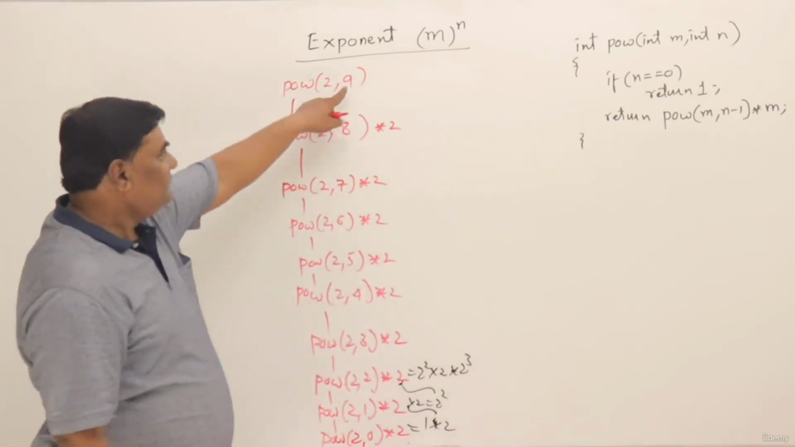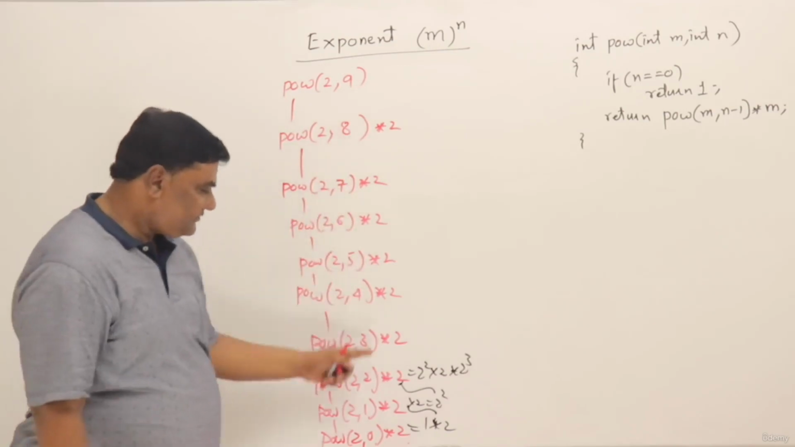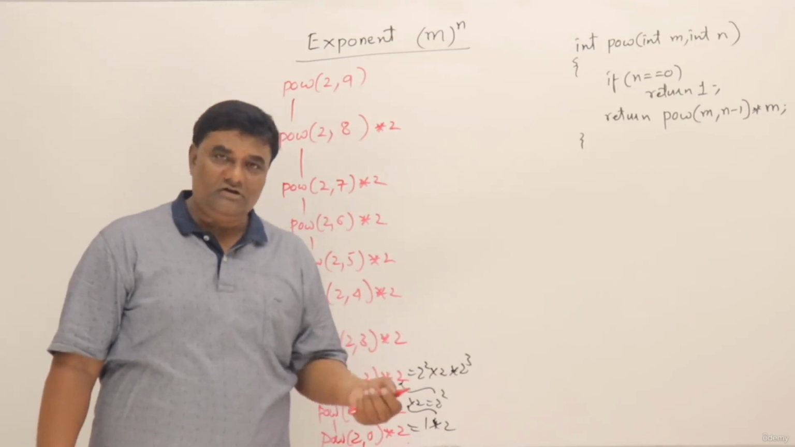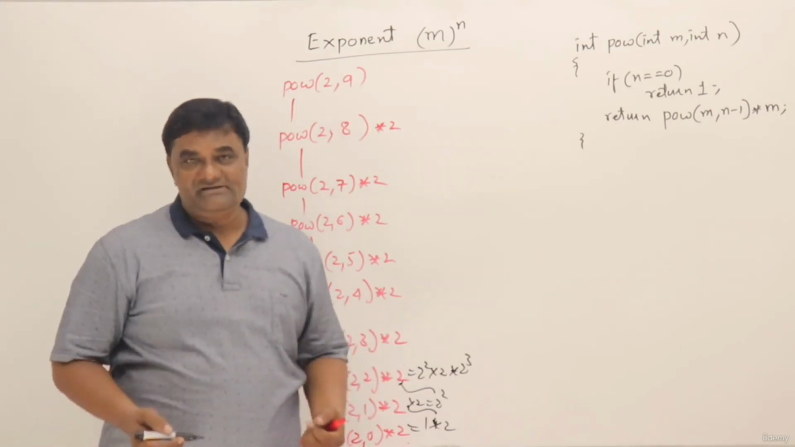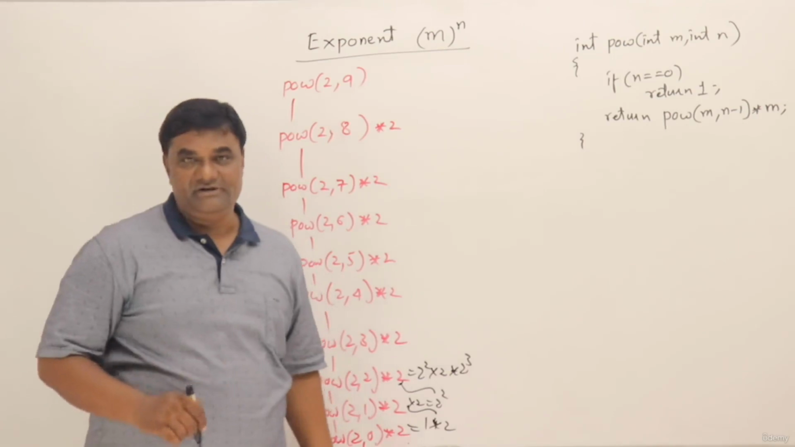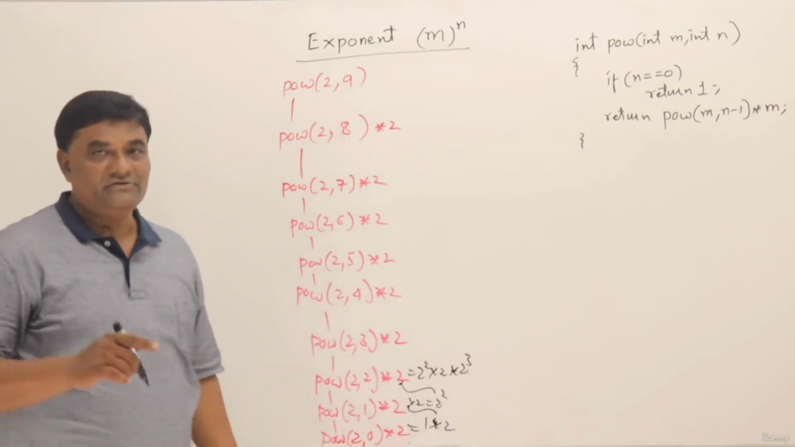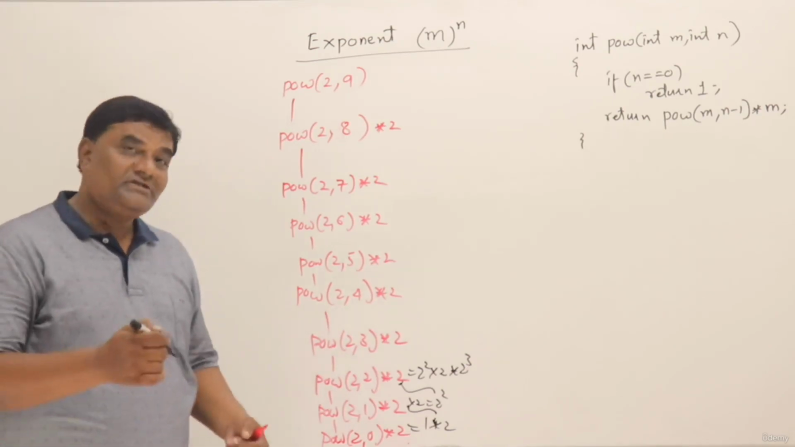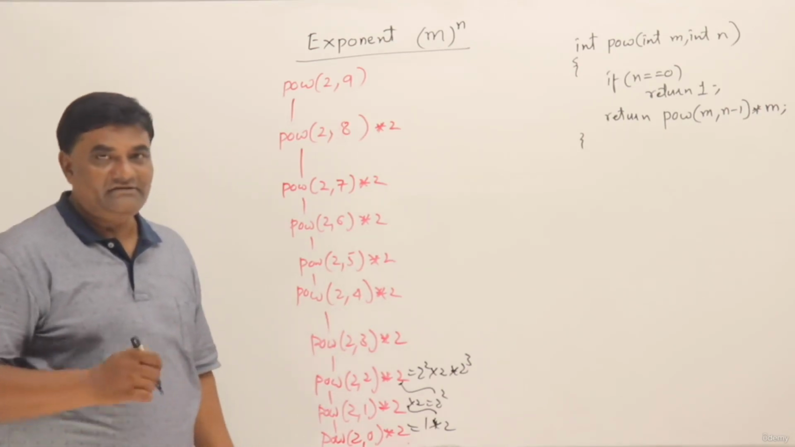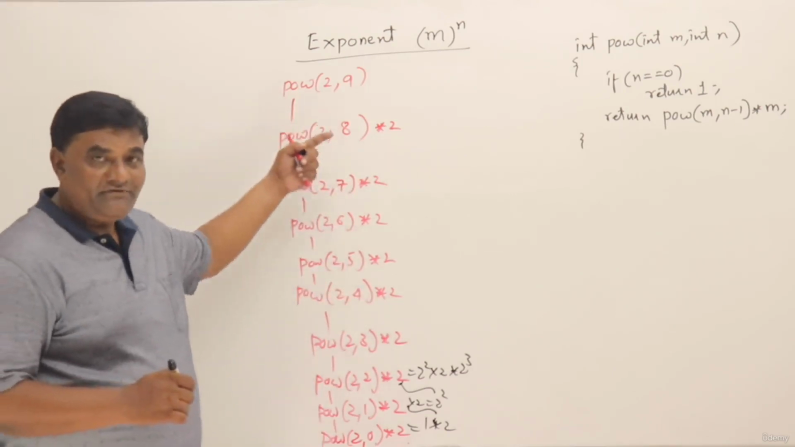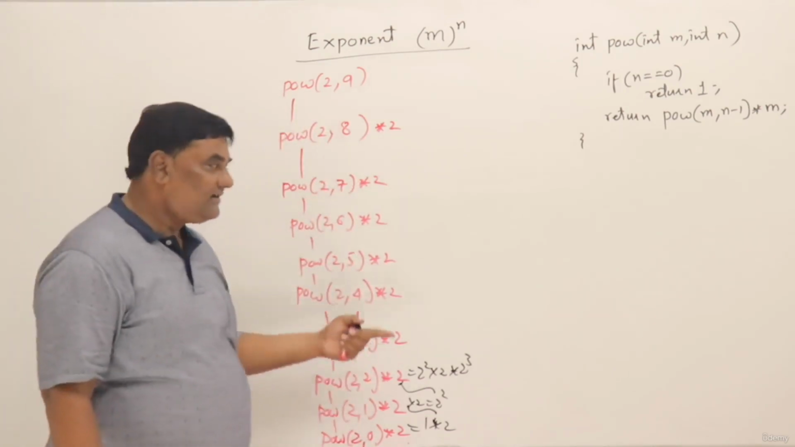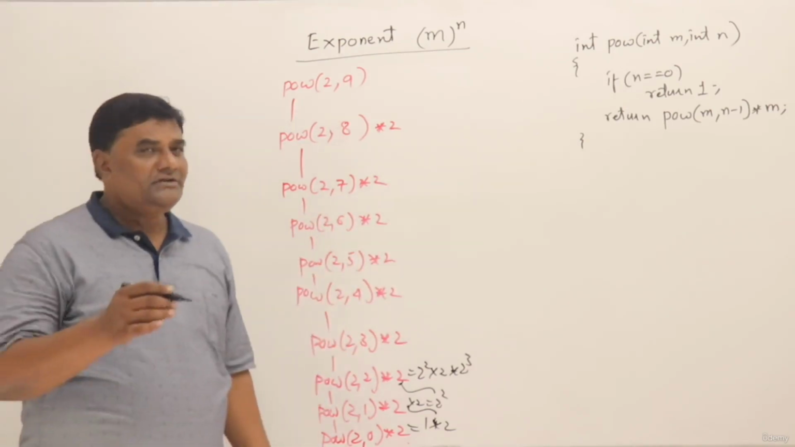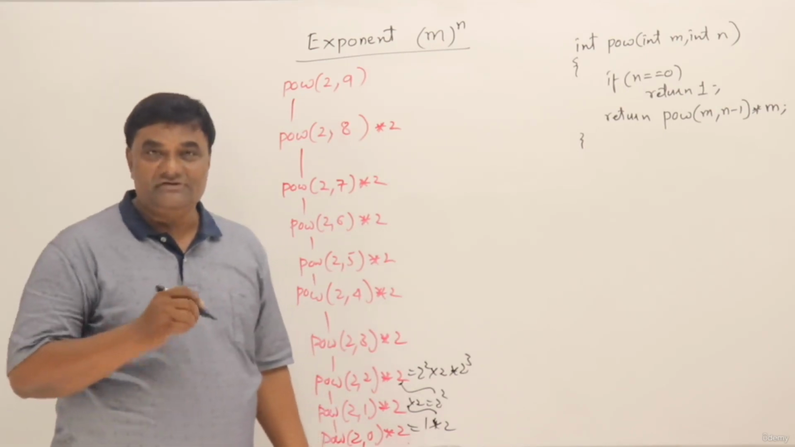For a value of n as 9, it has made a total of 10 calls, from 9 down to 0. So n plus 1 calls. Now you know how much time it is taking and how much memory space it is consuming. As there are 9 plus 1 calls, that is n plus 1, the time is order of n. And what is the size of the stack? That is also order of n, because the number of activation records created inside the stack depends on the number of calls, that is n plus 1 calls.